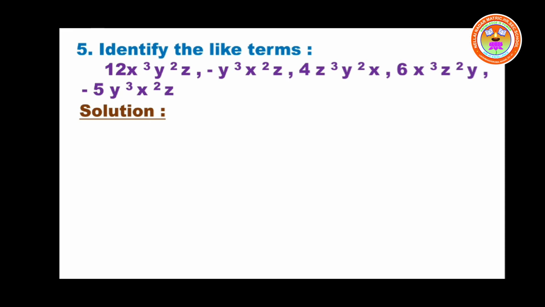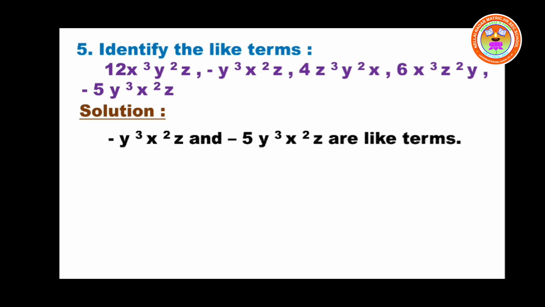What is the meaning of like terms? Terms having the same variable with the same degree are called like terms. Here only two terms are the same: the second term and the fifth term, that is minus y cube x square z and minus 5y cube x square z. So these two terms are the like terms.